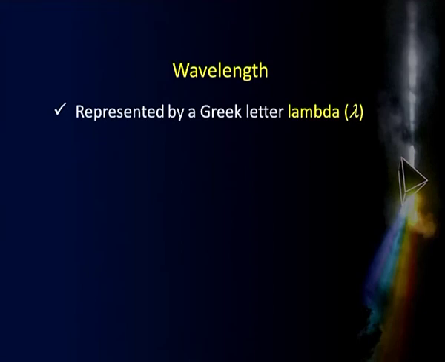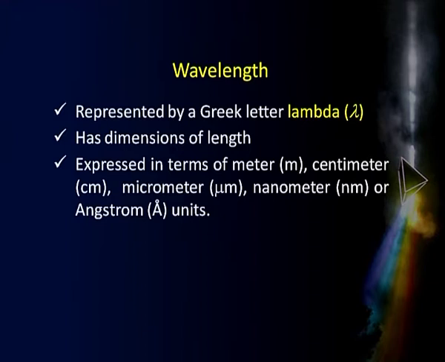Now, this wavelength, as the name suggests, is a length of some kind. It is represented by the Greek letter lambda, which is the typical symbol given to wavelength, and it has dimensions of length. It is typically expressed in meters, the SI unit of length, along with the corresponding prefixes. That means you have centimeter, micrometer, nanometer or angstrom. Basically, it has the dimensions of length, expressed in meters and the corresponding smaller units.